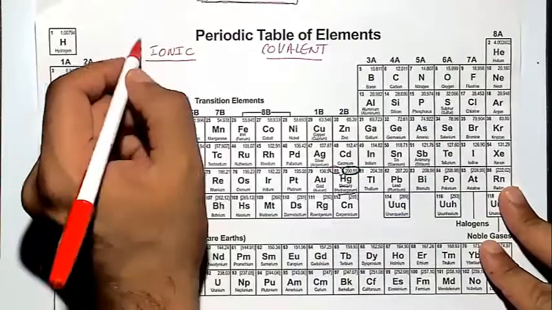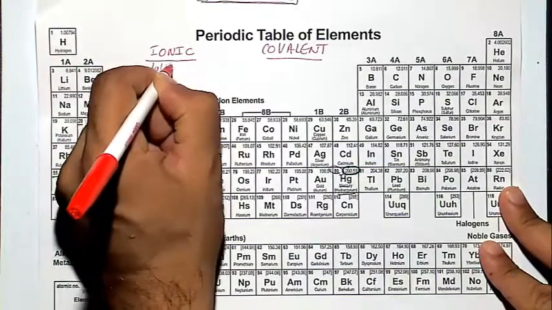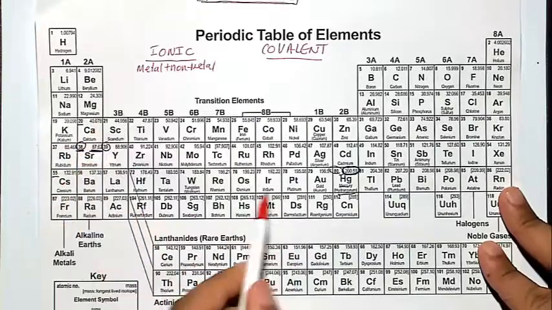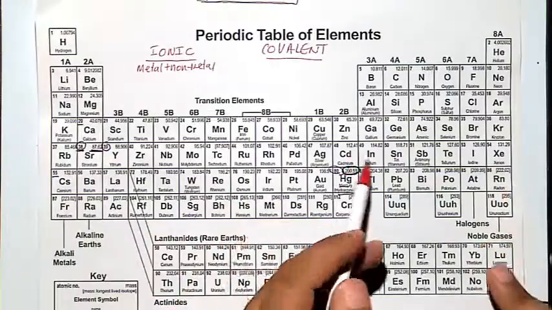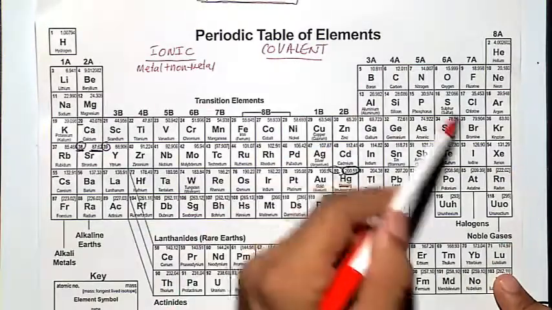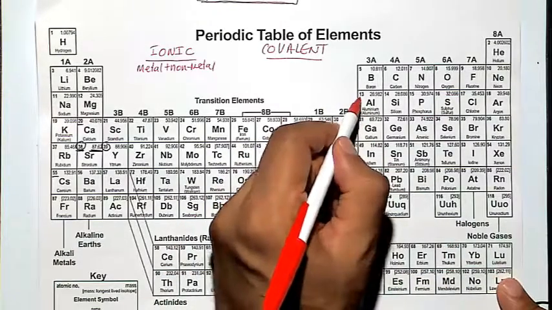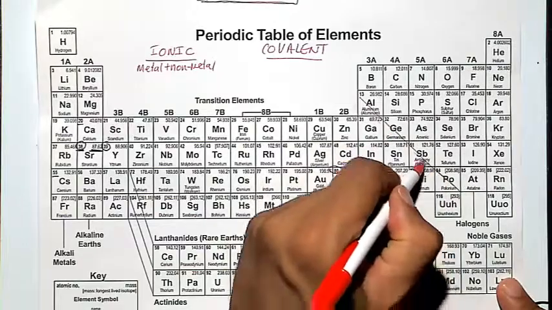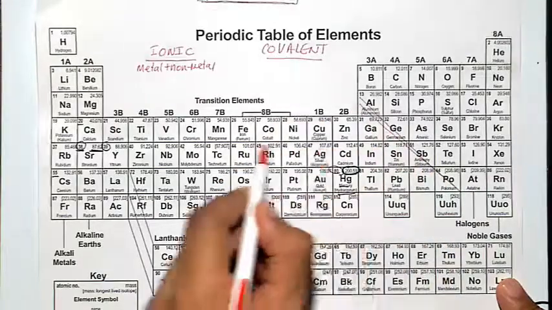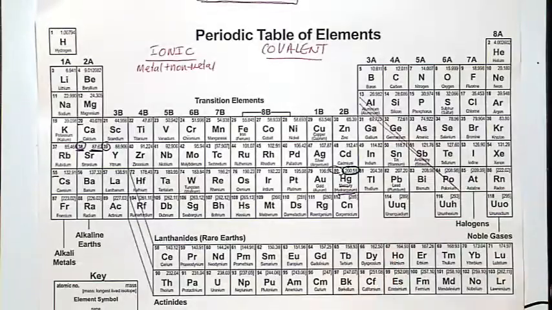What I mean by that is if you have a metal plus a nonmetal, okay, metals are going to be here in the periodic table. Nonmetals are going to be here in the periodic table. We have the metalloids, which are this line that separates the metals versus the nonmetals. But if you have a metal interacting with a nonmetal, then that is an ionic compound.